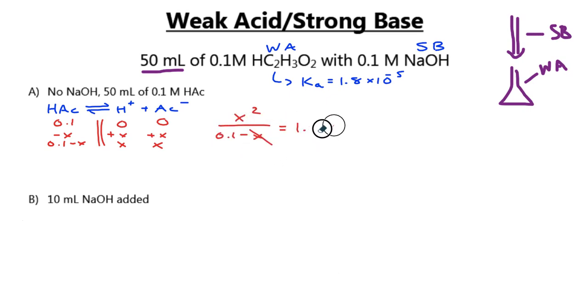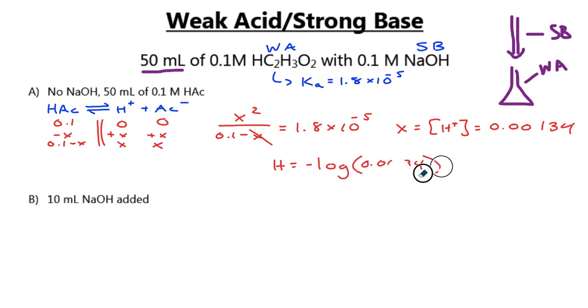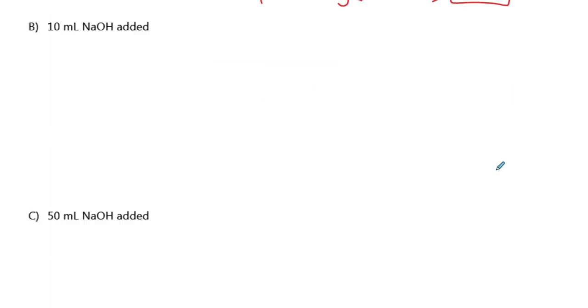So here I go. This should look very familiar. x is going to equal my H plus. I get that. What am I going to do with it? I simply plug it into pH equals negative log of my H plus. And voila, I have my pH. So why don't we go plot that right away, just so that we can keep this going and understand where we are at each point. So I have 0 milliliters of NaOH, and my pH is 2.87.